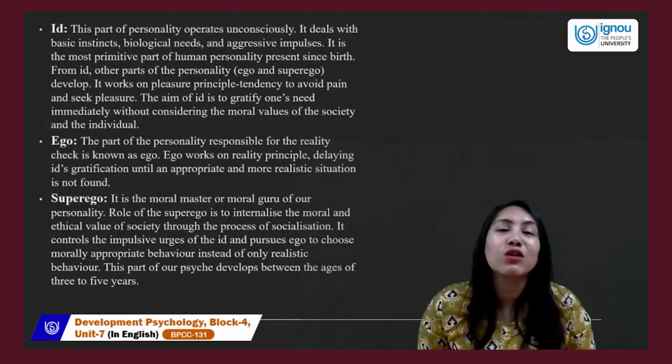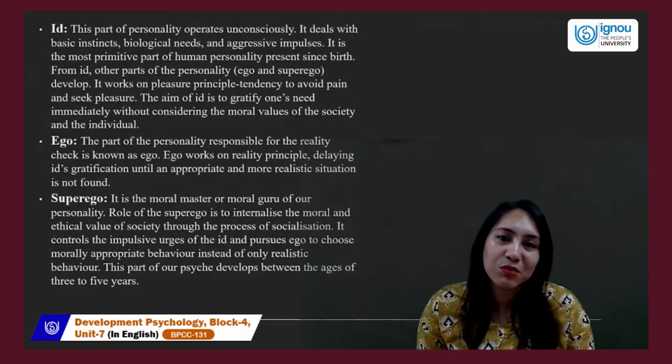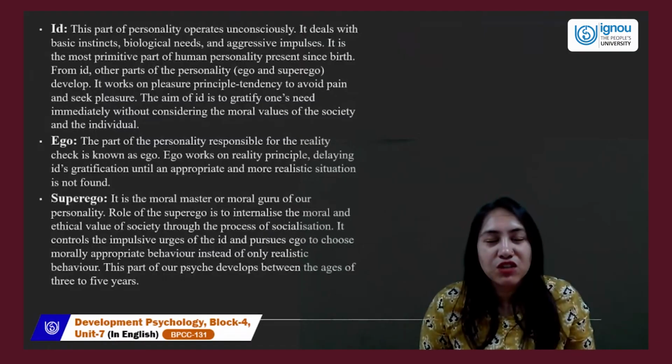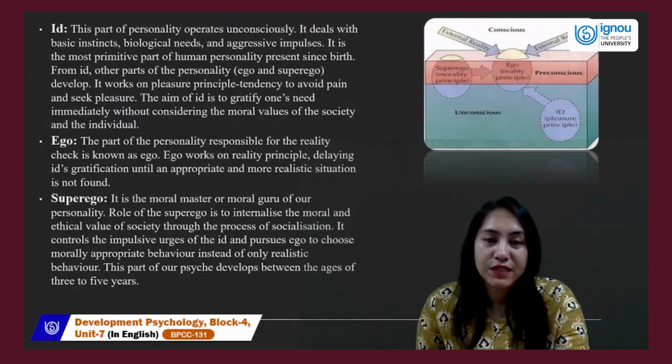At the same time, the horse also gets the opportunity to run fast, to run at its own maximum potential. So that's how id, ego, superego function, and these three components are present in all of us. It's there with all of us.